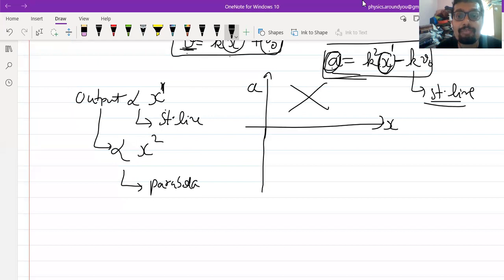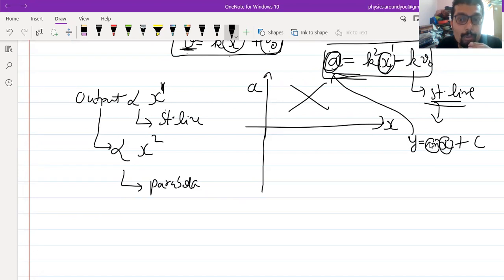Well, life is complicated or easy, however we make it. Here also we can make our lives easy by comparing this. Once I know it is a straight line, what is the standard form of a straight line? y is equal to mx plus c. Instead of y, what is there? A. What is the slope? In the slope part, what is there?